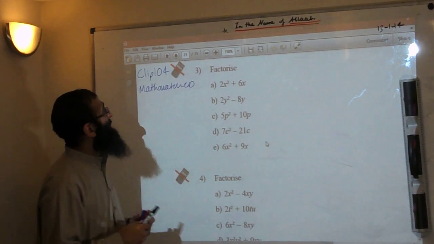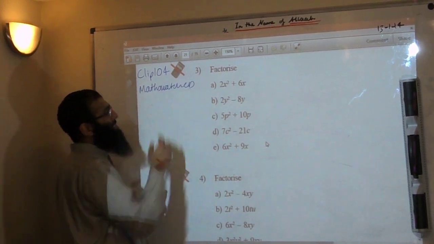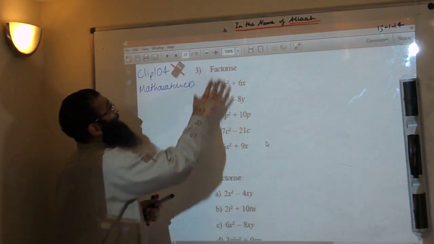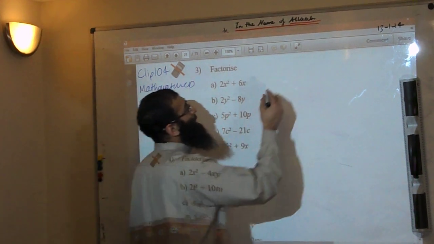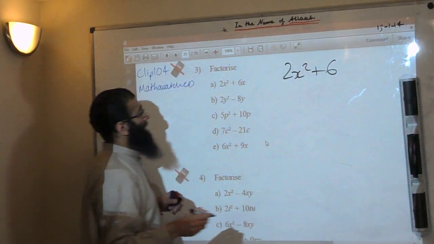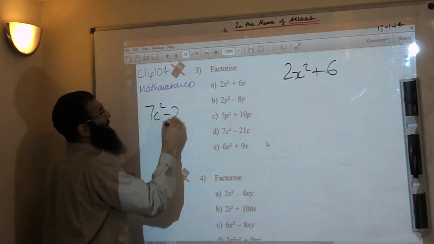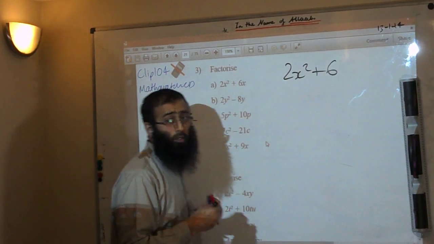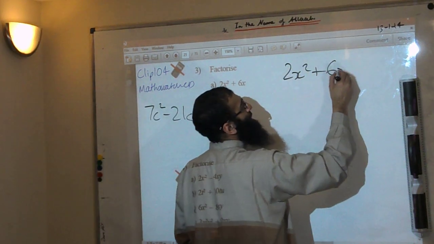So let's have a look at this first question here. Question number 3, clip 104, Mathswatch CD. And this is grade C. Factorize by using common factors, 2x squared plus 6x. We're going to write this over here. And then over on this side, 7c squared minus 21c. So let's have a look at this.